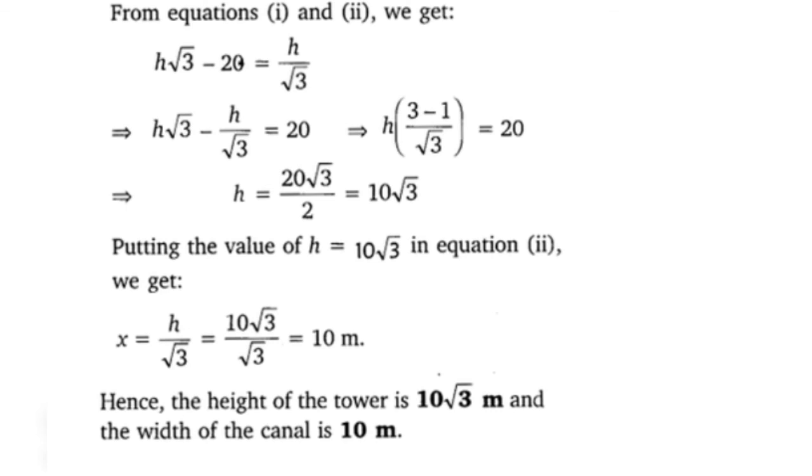In equation 2, if we apply this, we get x equals h upon root 3 equals 10 root 3 upon root 3. So root 3 gets cancelled. At last we are getting 10 meter. Hence the height of the tower is 10 root 3 meter and the width of the canal is 10 meter. So this is the solution for your 11th question of exercise 9.1.